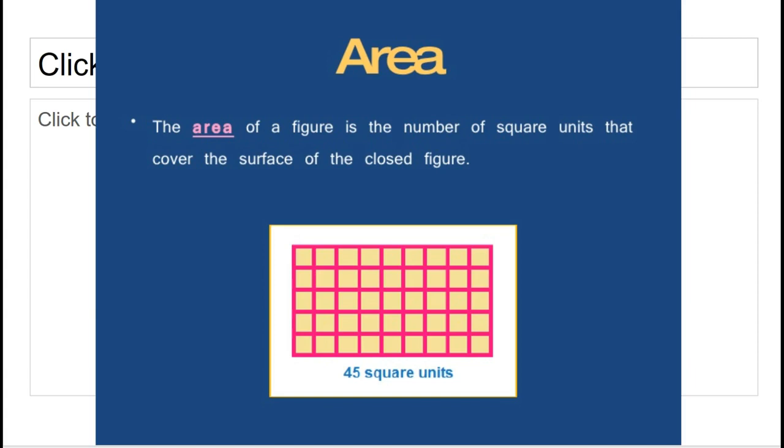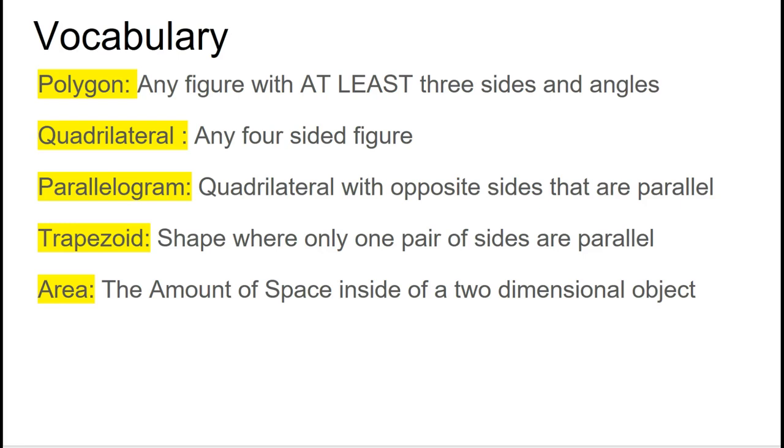So before we get started, we'd like to go over some vocabulary. If you need to, make sure you pause to write down the vocabulary in your notes. Our first word is a polygon, and a polygon is just any figure with at least 3 sides and angles. All of the shapes we've dealt with so far, squares, triangles, octagons, hexagons, whatever it is, they all have at least 3 sides and 3 angles, and that makes them polygons. Pretty much any shapes we're dealing with in the two-dimensional world are polygons.